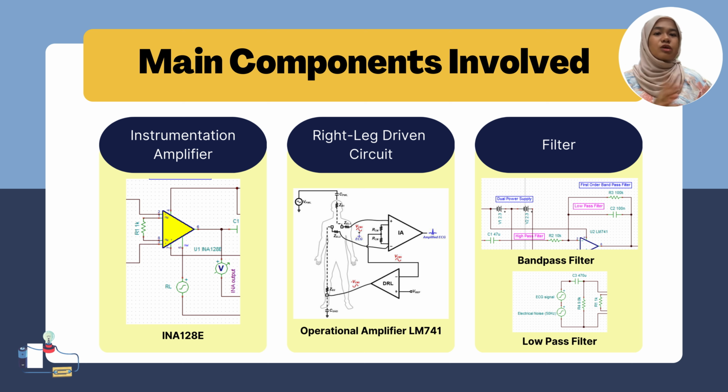And then the second filter that we use is the low pass filter. It will eliminate the high frequency noise above the cut-off frequency, which is around 100 Hz.